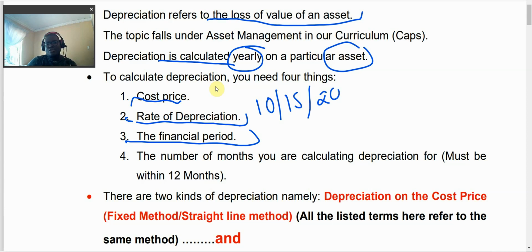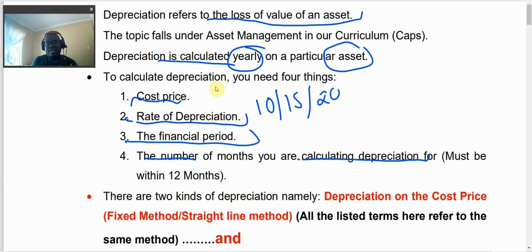So you need to be aware of the financial period so that you can know the number of months that you're going to be calculating your depreciation for. And then the last thing that you also need to know is the number of months that you are calculating depreciation for. Remember, I mentioned this when I was talking about the financial period. You can just try to link this together. Once you're able to identify these things, it will be easy for you to calculate depreciation.